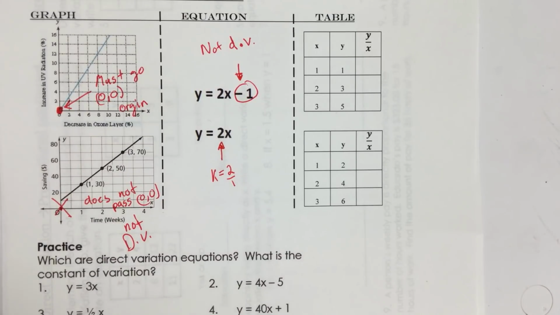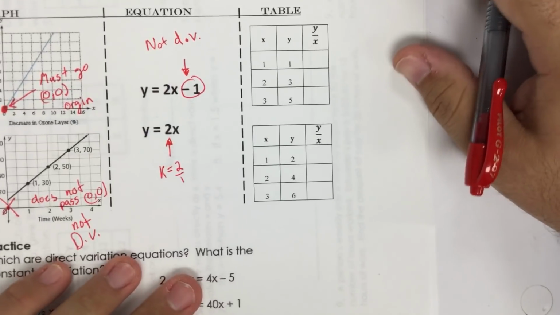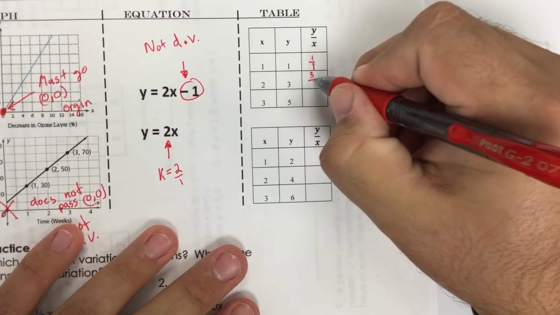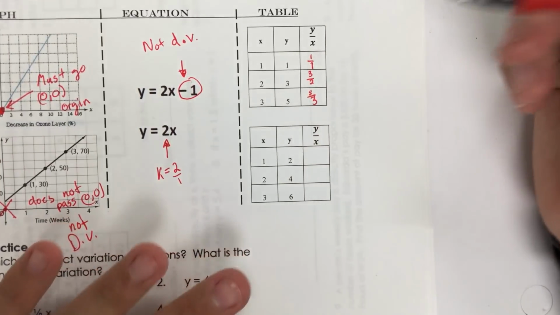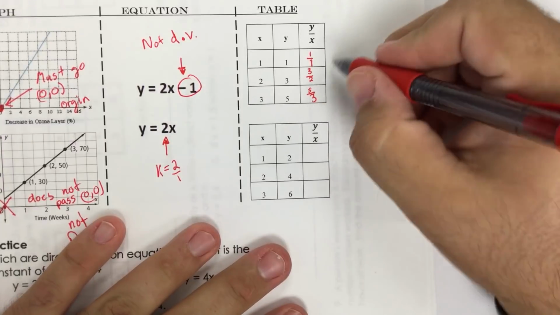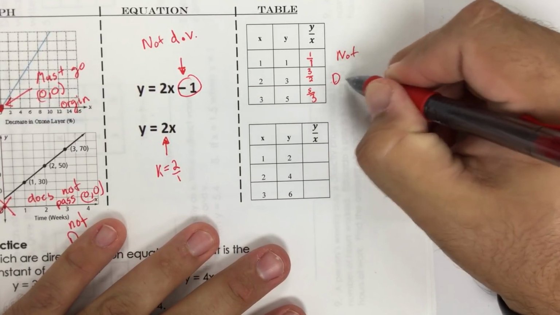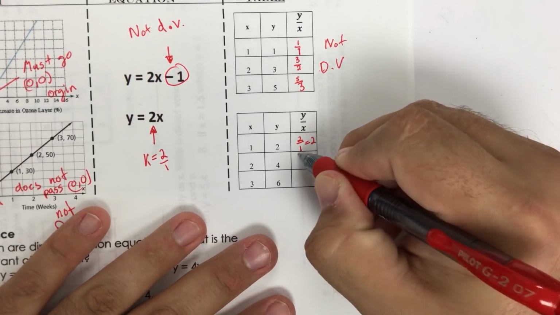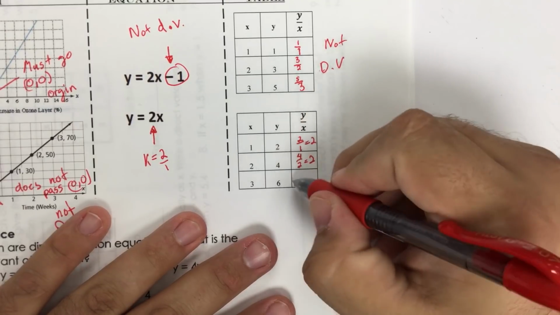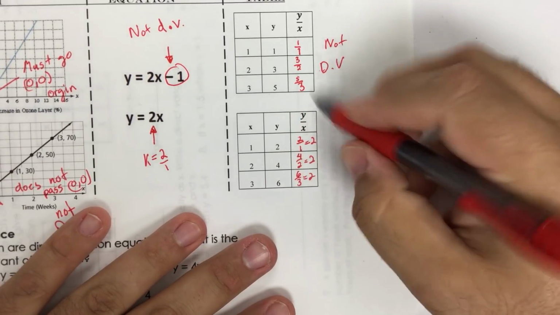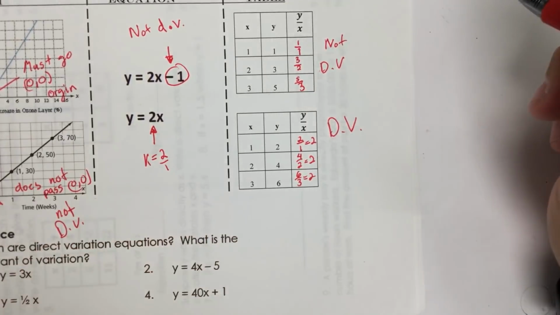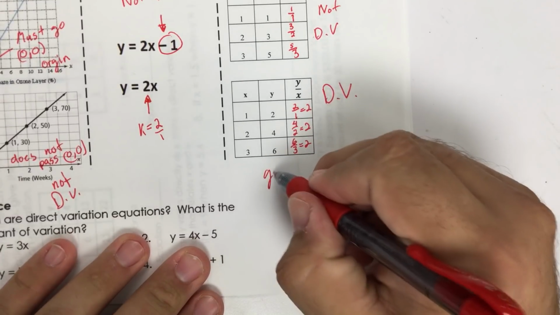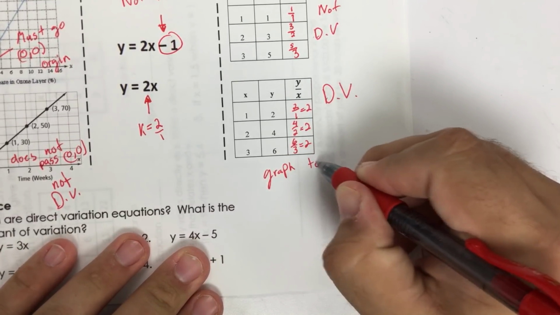With your tables, you want to check to see if they fit. If it's 1 over 1, 3 over 2, 5 over 3, that's not constant, so not direct variation because it's not remaining the same. Now let's look at this one: 2 over 1 equals 2, 4 over 2 equals 2, 6 over 3 equals 2. So this is direct variation and we're good to go there. You can always graph to see if it passes through the origin. So if you want to put that down, graph to check.